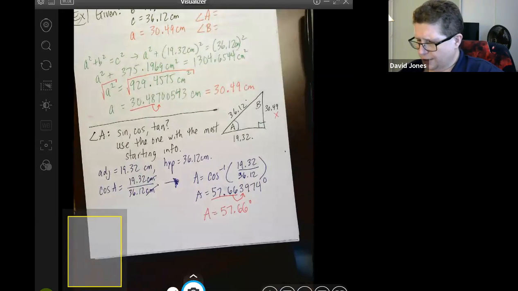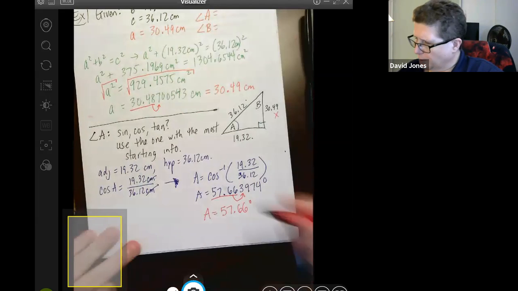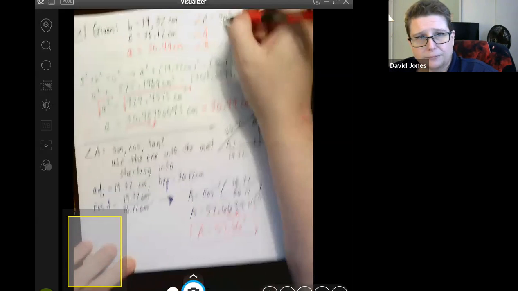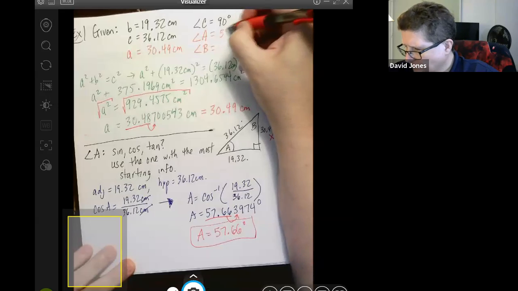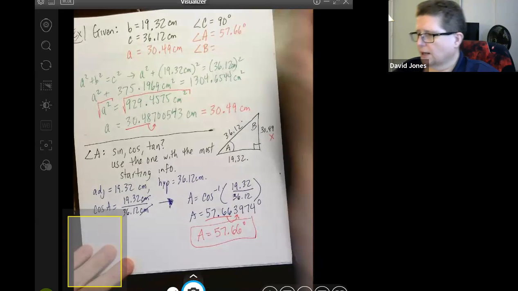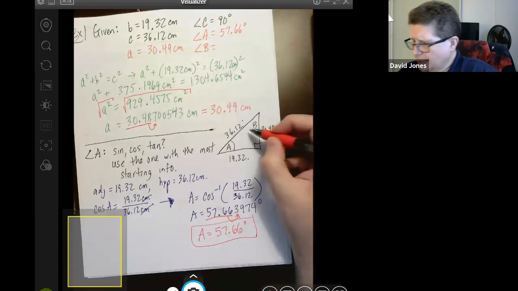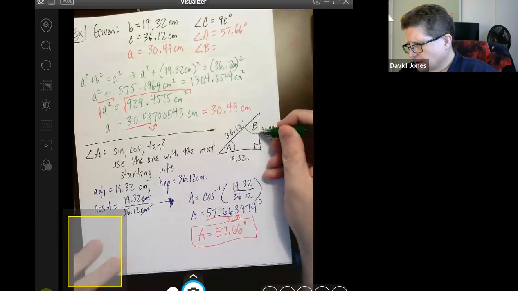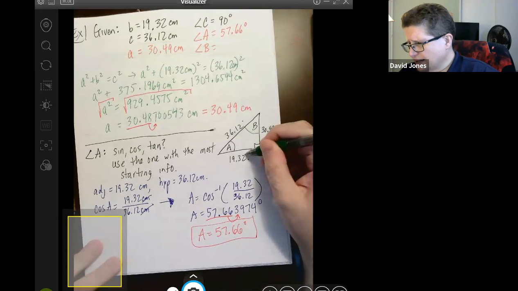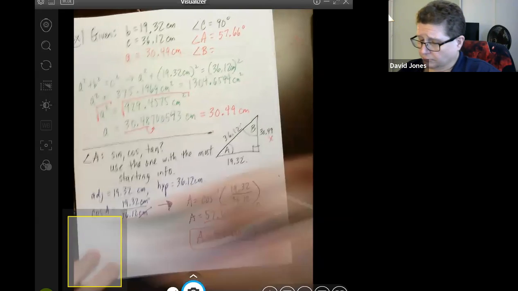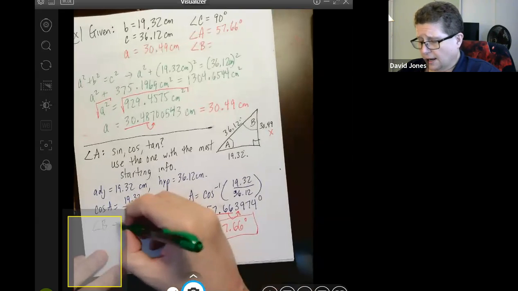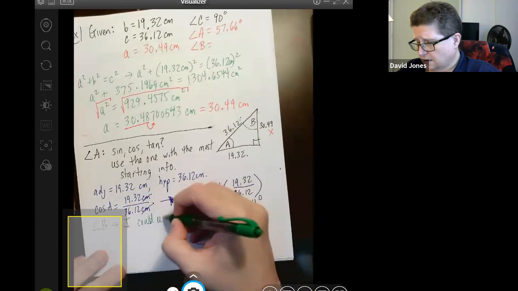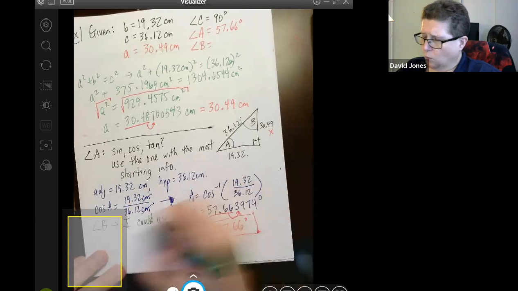Angle B, what can we do? I'm going to put a box around that. I'm going to write it up here in my table. Angle B, well, this would be opposite and this would be hypotenuse. I could use sine, but why?